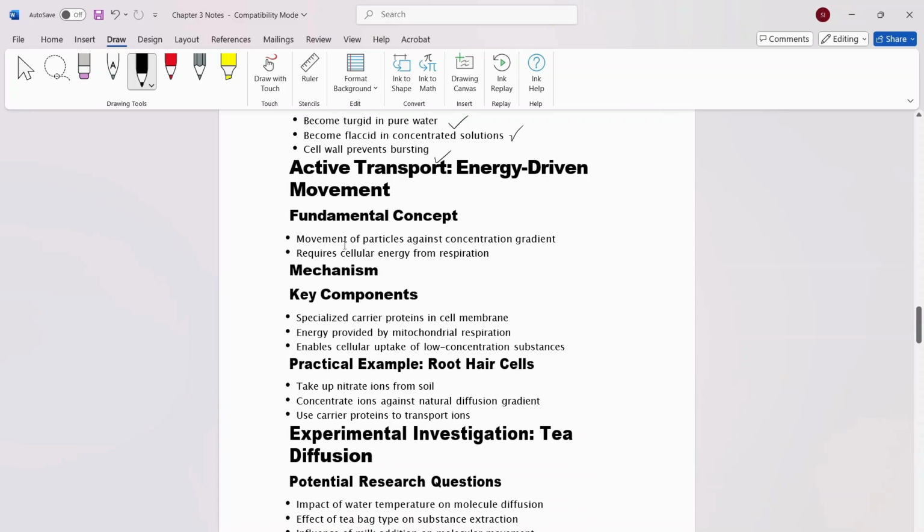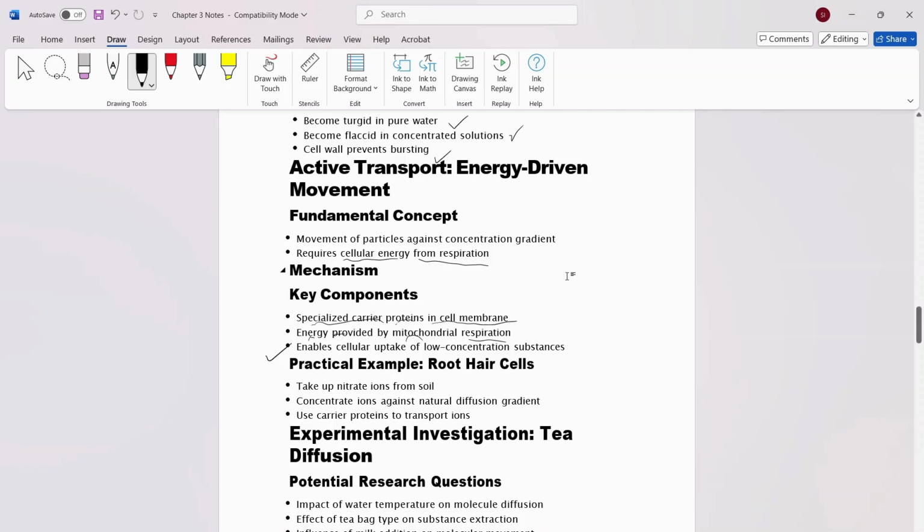Fundamental concept: movement of particles against the concentration gradient. Requires cellular energy from respiration. Mechanism, key components: specialized carrier proteins in the cell membrane. Energy provided by mitochondrial respiration. Enables cellular uptake of low concentration substances.